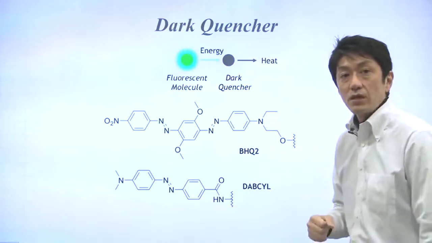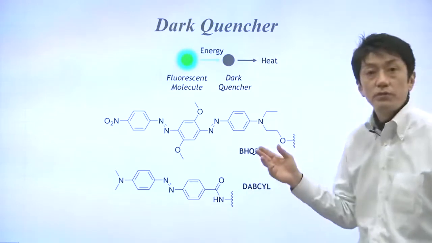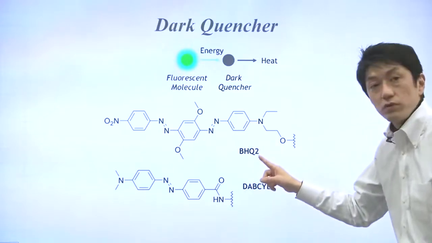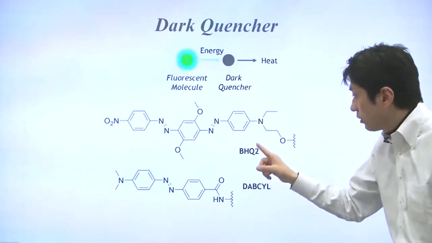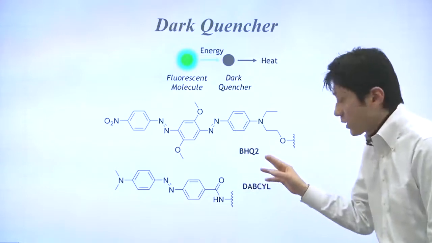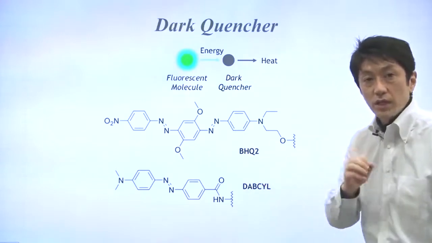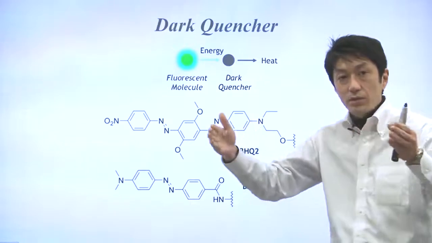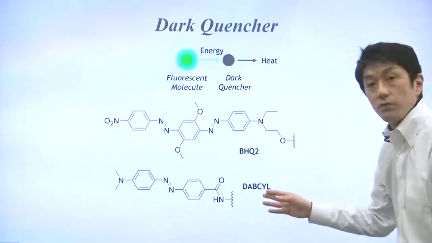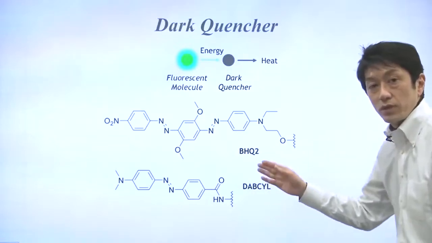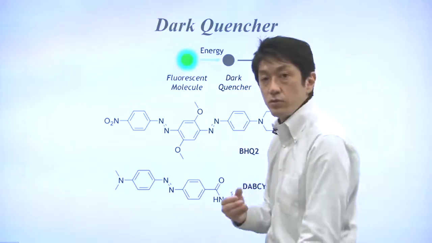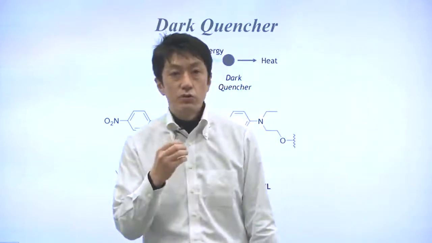Then what you can see here is the chemical structure of dark quenchers. BHQ stands for black hole quencher. The black hole quenchers are capable of quenching across the entire visible spectrum. On the other hand, Dabcyl, right here, absorbs the green light only. How can you use dark quenchers? I'll show you an example.